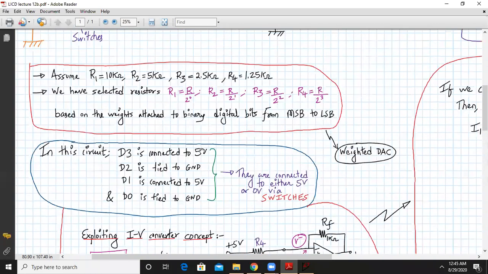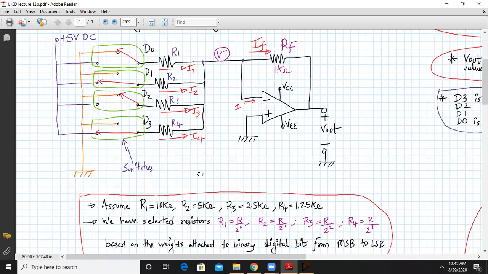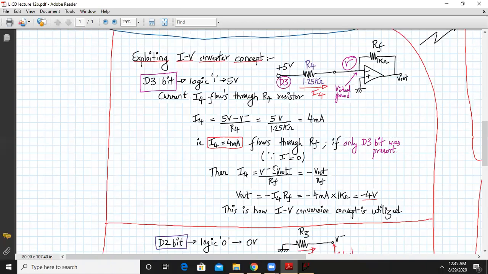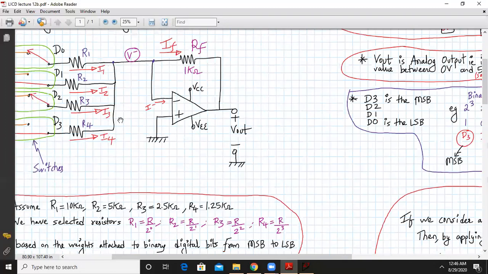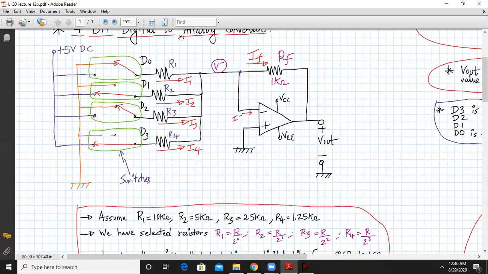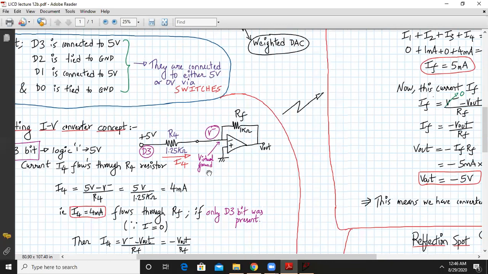So let's understand this circuit now with a little more clarity. We'll consider only the D3 bit, and the rest we will add later. If we exploit the I2V converter concept, we will be able to get the answer very easily. So let us concentrate on the D3 bit. Right now the D3 bit is plus 5. I have drawn this diagram ignoring all the other resistors. Right now I am only focusing on R4.